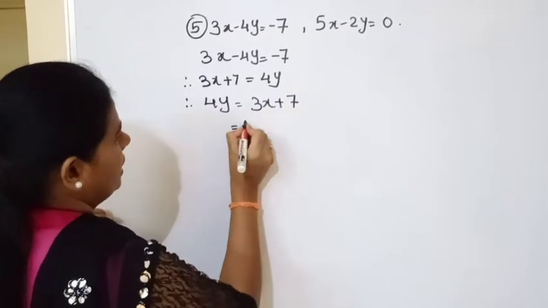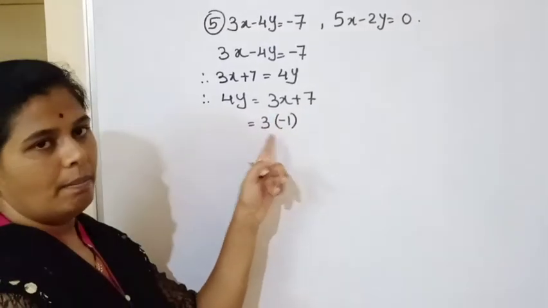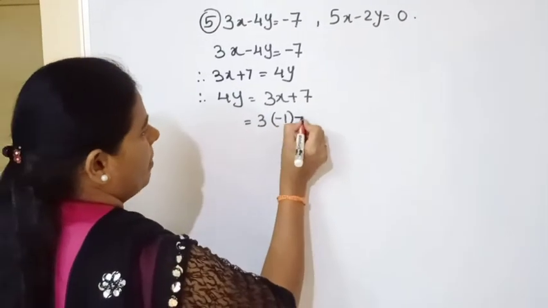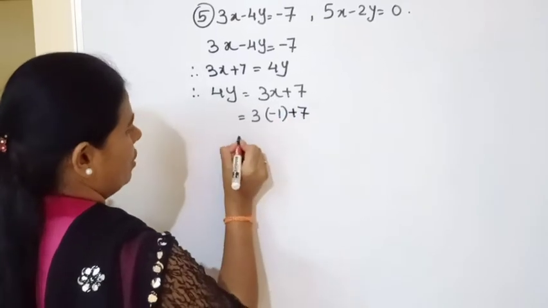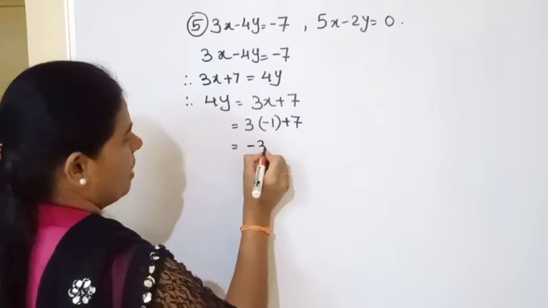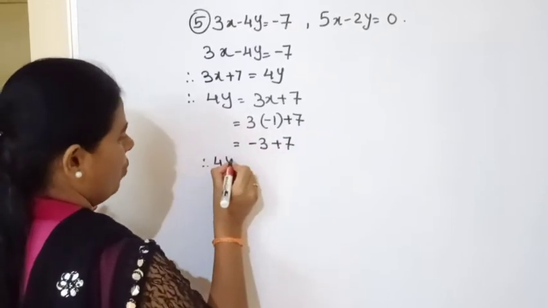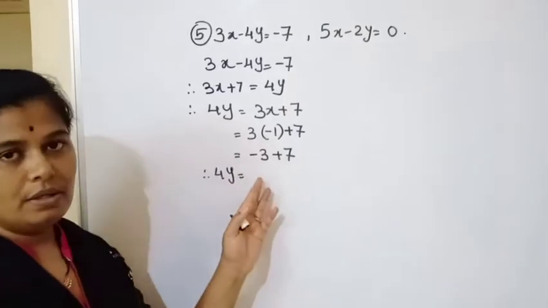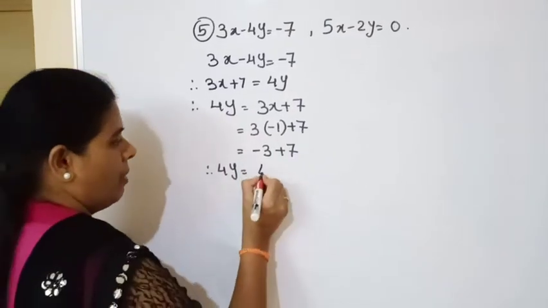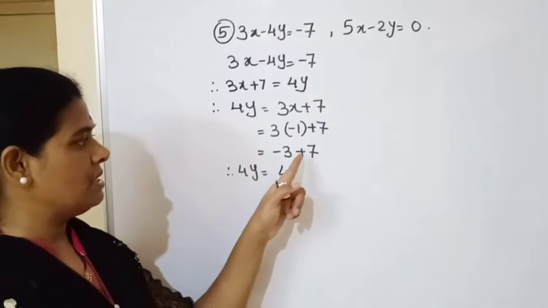Okay. Now we will take 3x. The value of x I have taken as a -1. So 3 into -1 plus 7. So that is equal to 3 ones are 3. -1 is there. So -3 plus 7. Okay. So therefore 4y equal to -3 plus 7, that will be +4, because here our greater number is 7. So 7 is having plus sign.